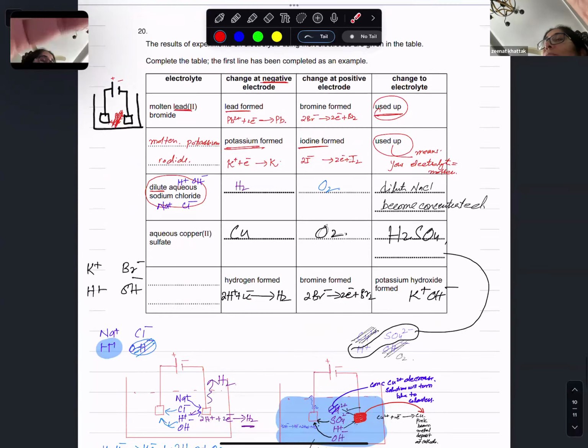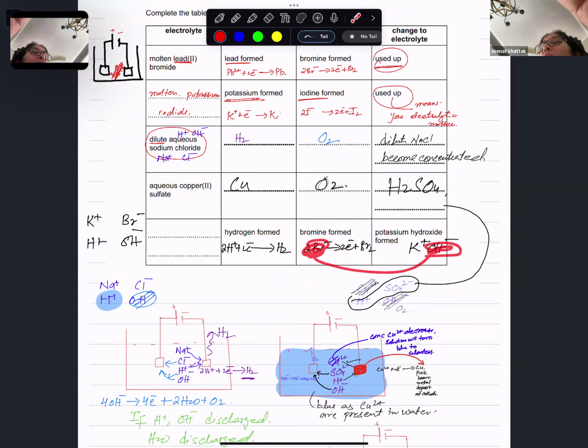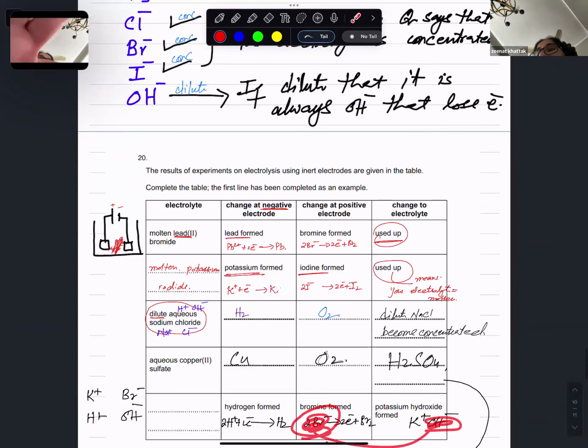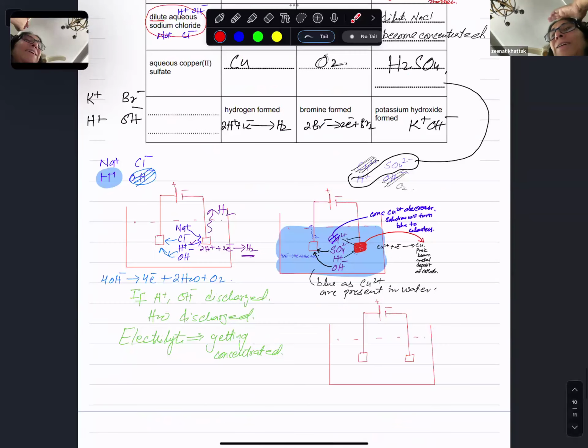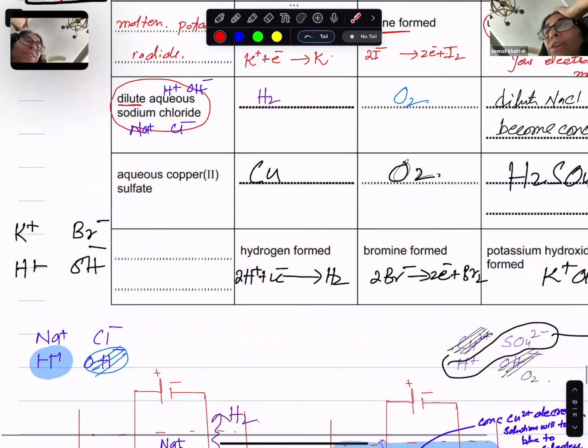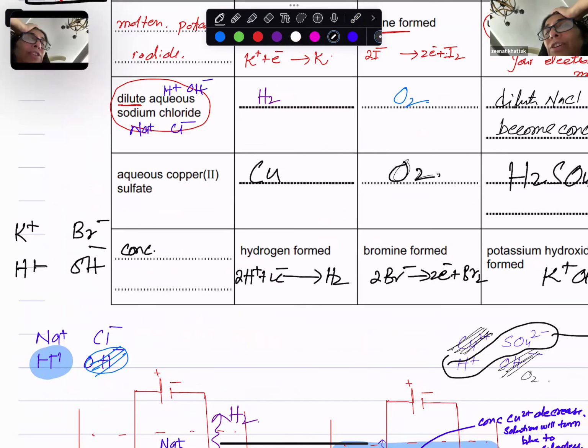Among bromide and OH, why will bromide lose? Why not OH? Because the bromide is more concentrated. So this clearly indicates that your electrolyte is concentrated aqueous potassium bromide. Do you understand?